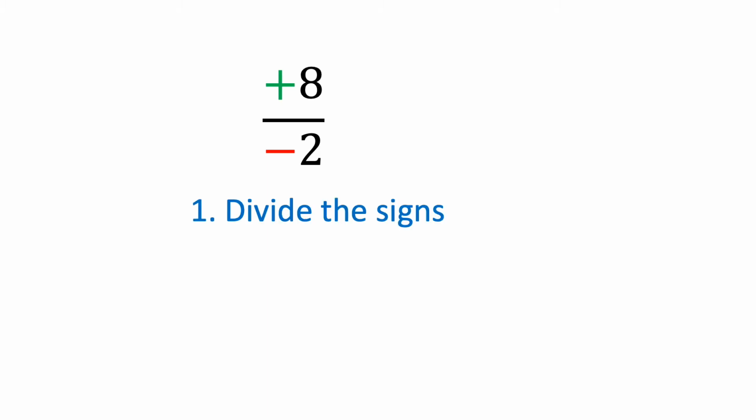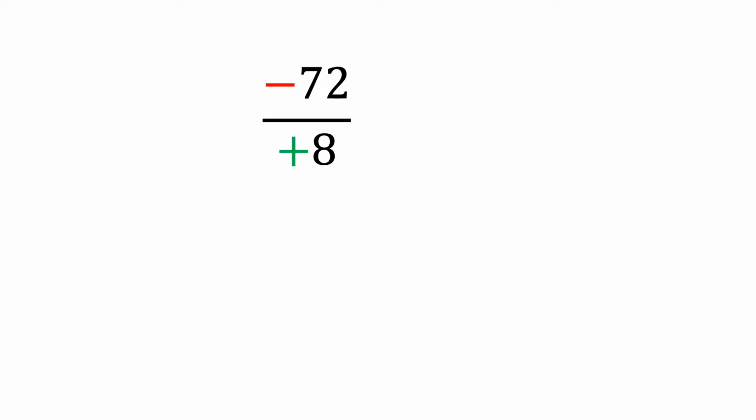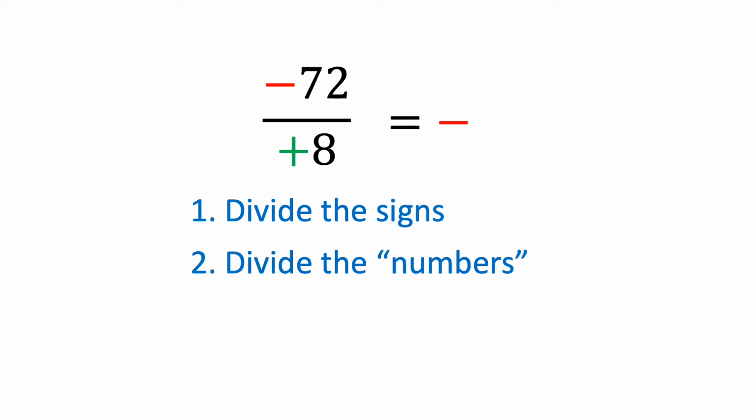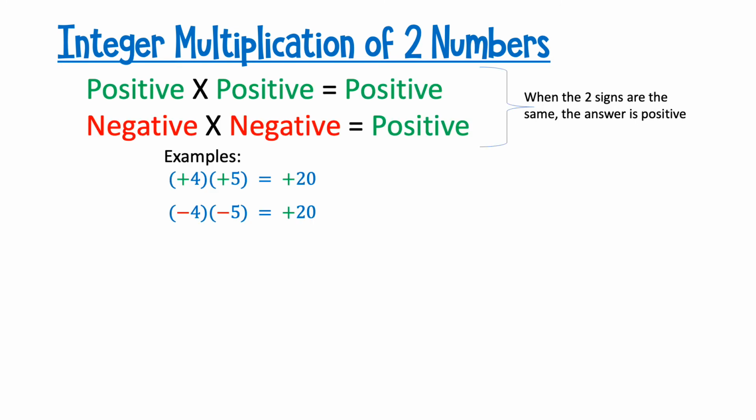Positive divided by negative is a negative, and 8 divided by 2 is 4. So positive 8 divided by negative 2 is negative 4. Negative 72 divided by positive 8. Divide the signs, and we get a negative. Divide the numbers, and the answer is 9. Negative 9. So a quick review, integer multiplication.